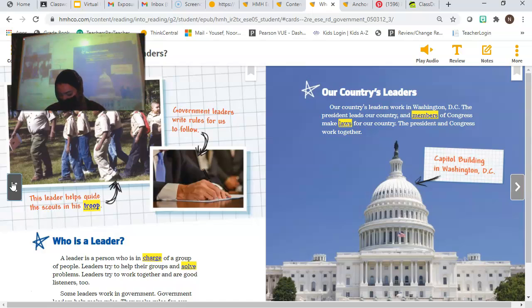Do you agree? Why do you think the author included a picture of the Capitol building? What happens in the Capitol building? Oh, they make rules. Very good. It's where Congress works and makes laws. They make the rules. Very good. All right. Let's go back to the summary page.